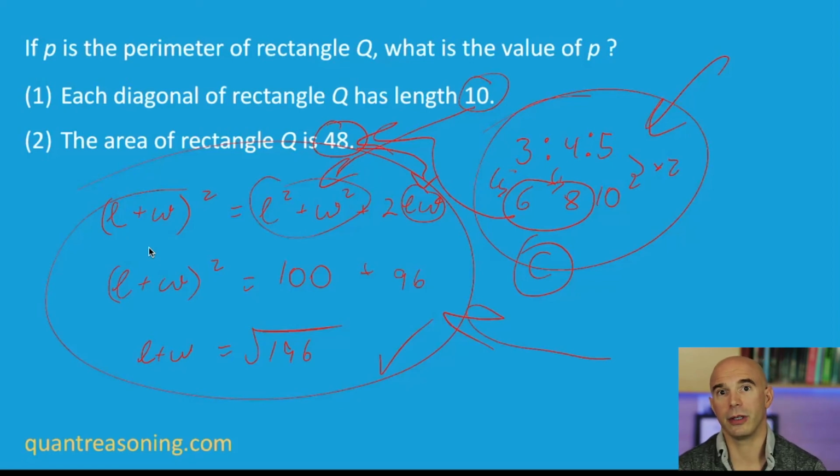So if you had a constraint that these are positive integers, then yes, statement 1 would be sufficient on its own. But statement 2 would not be sufficient on its own. Why? Because it could be 6 by 8, or 4 by 12, or 1 by 48, or 3 by 16. So then the answer would be A, if we were told that the length and width are integers.